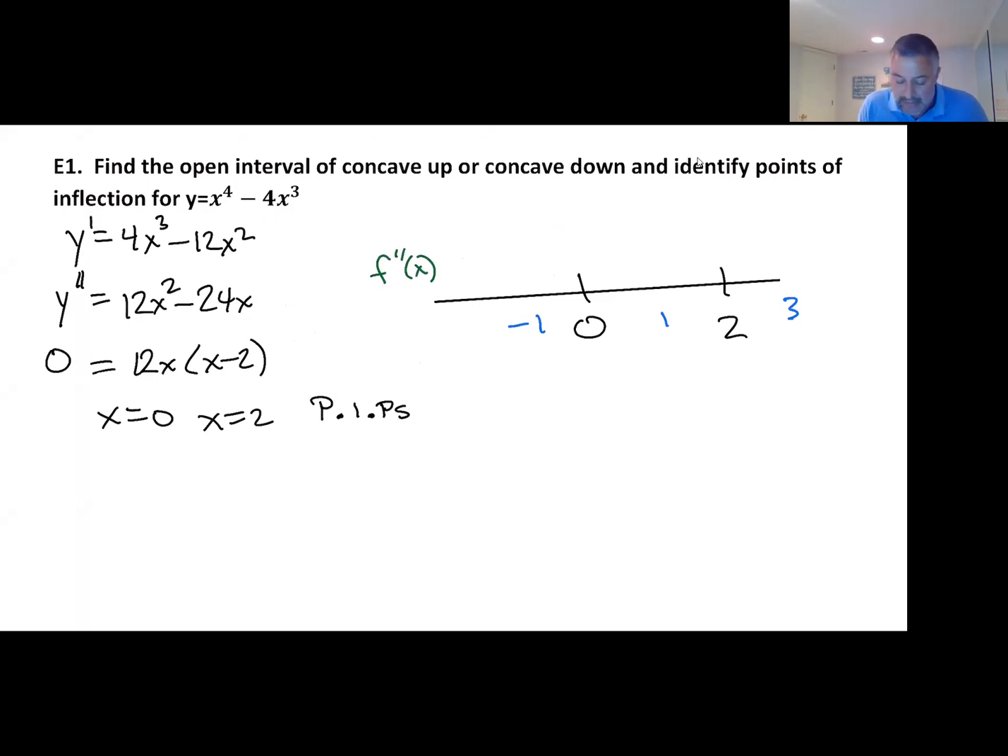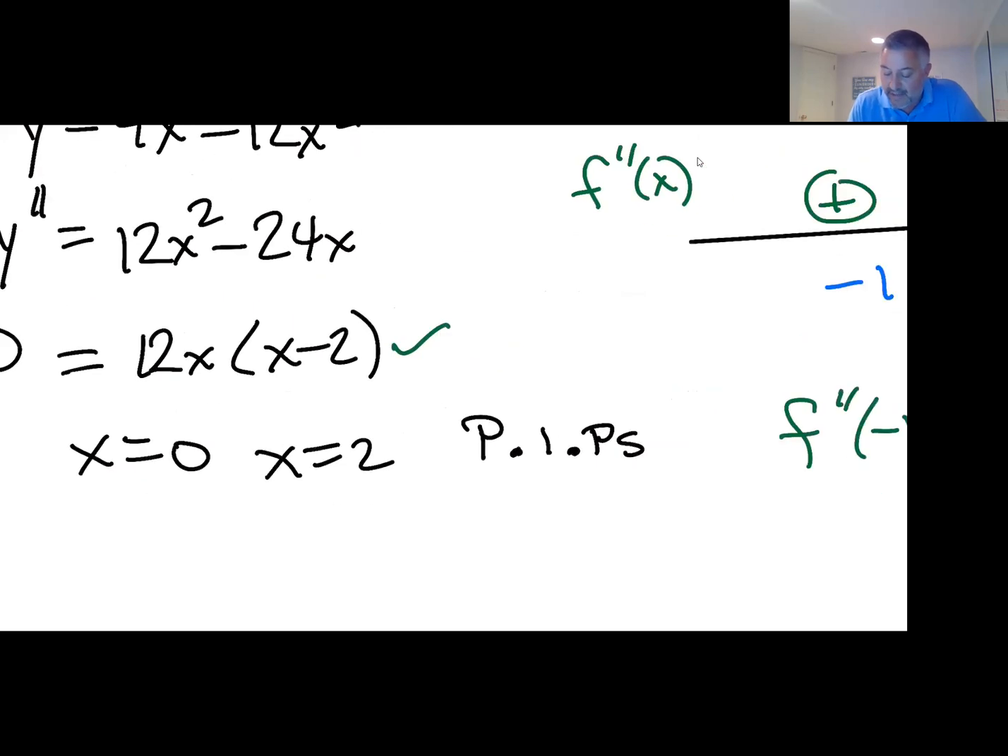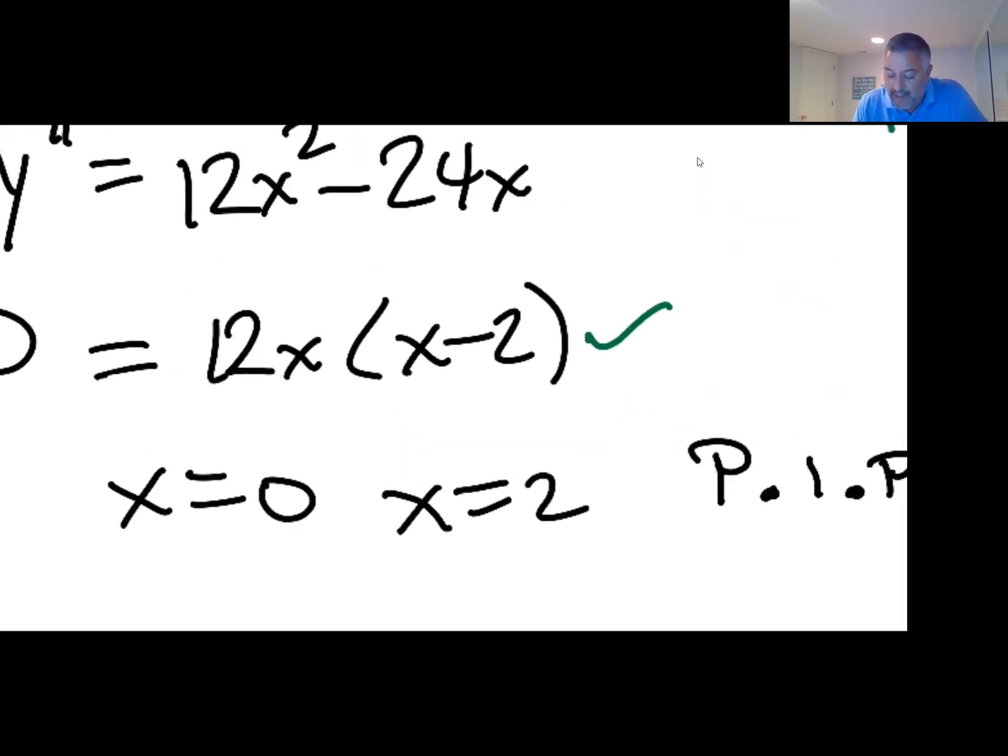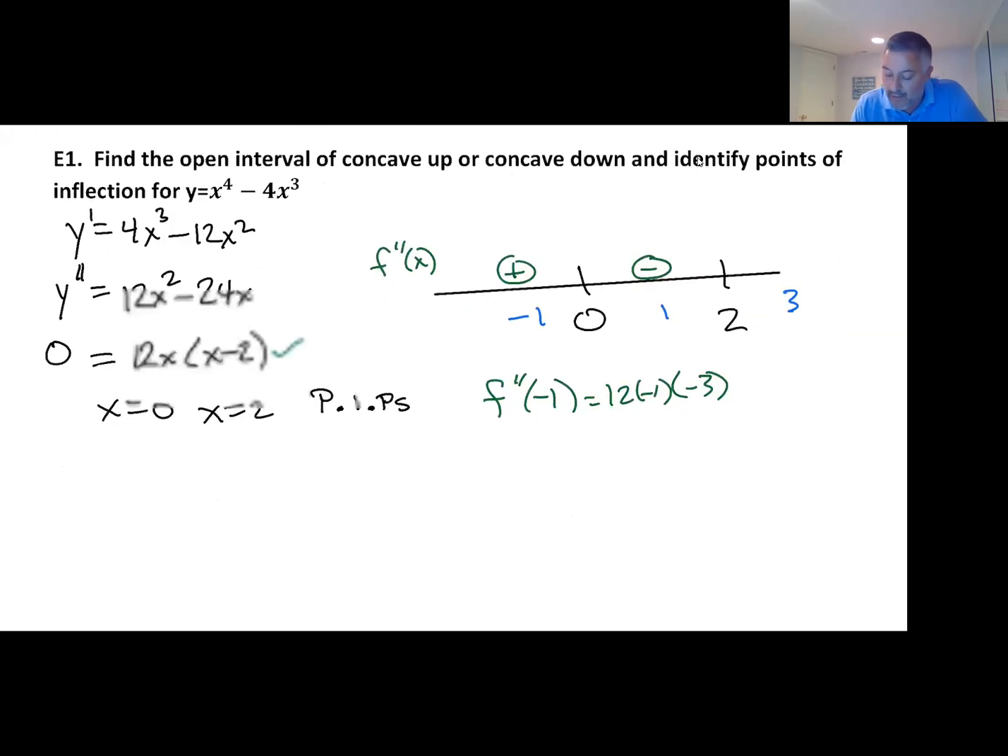Let's see. Where are we? Down here. So f double prime of -1 is 12 times -1 times -3. That is a positive number. You don't need to actually show that. When I plug in 1, I get 12 times -1. That's negative. And when I plug in 3, I get 12 times 3 times 1, which is positive.